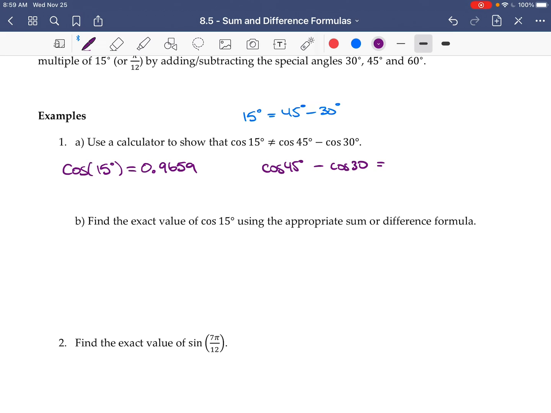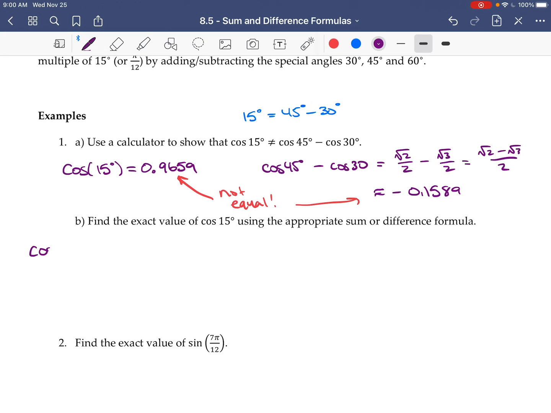Now if you instead do cos of 45, and then subtract cos of 30, we know these exact values, so I could actually compute this exactly. Cos of 45 is root 2 over 2, and cos of 30 is root 3 over 2. So if I put those together, it's root 2 minus root 3 over 2. This happens to be negative 0.1589 approximately. Now these are not equal. But we could find cos of 15, the exact value, using one of these sum or difference formulas.